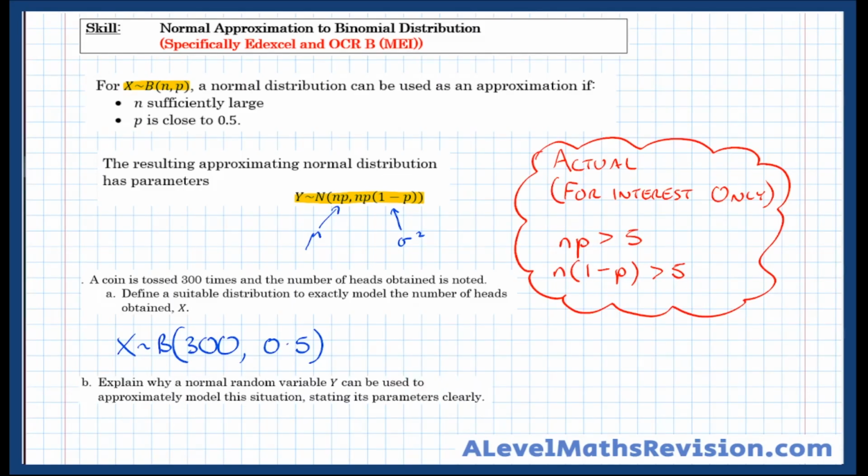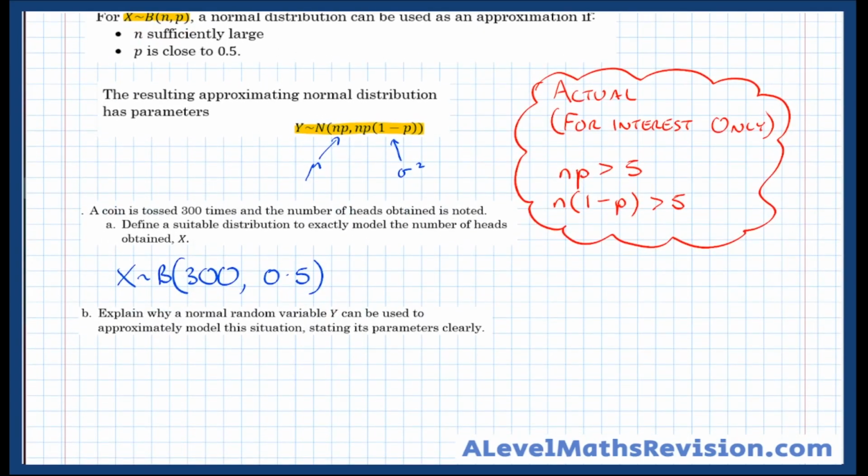Next part. Explain why a normal random variable Y can be used to approximately model this situation, stating its parameters clearly. So in this case, we can see that n is large, and p is not just close to 0.5, but it is 0.5, meaning that this distribution here has approximately the same shape as a normal distribution. So in this case, the normal distribution will have parameters. So let's work them out.